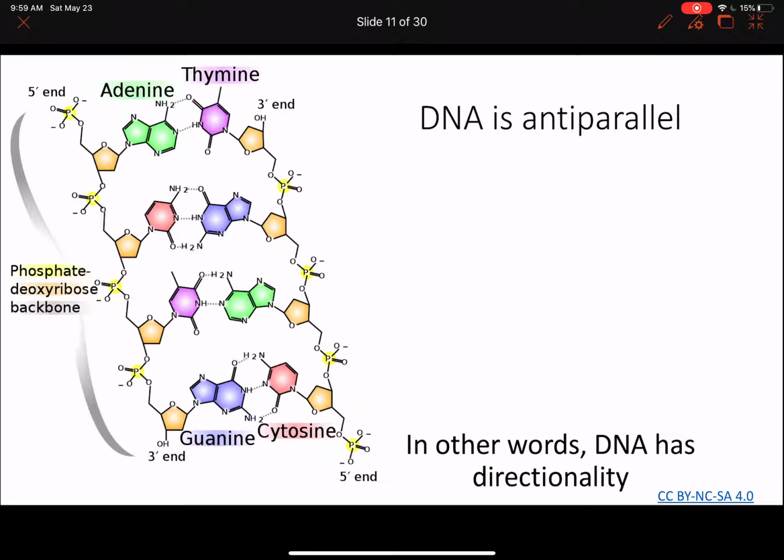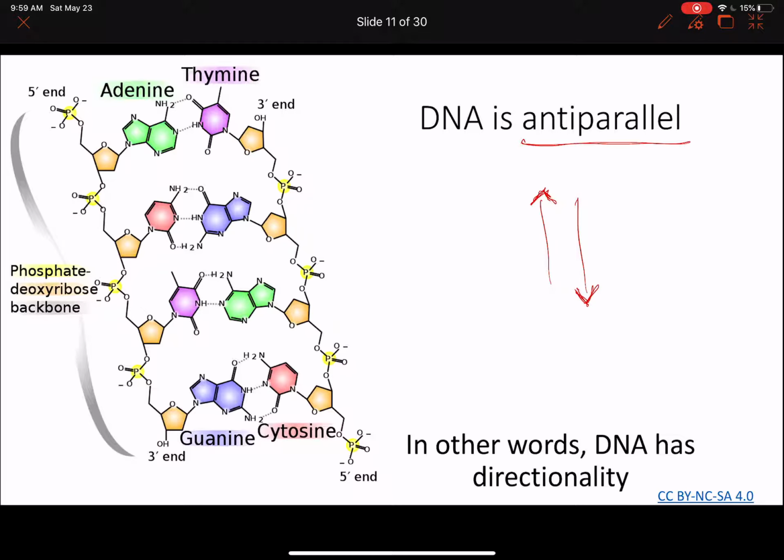The last main characteristic of DNA that you're going to want to nail down is that DNA is anti-parallel. If we think about what this term means, two things that are parallel run side by side. If something is anti-parallel, they still have this orientation, but one goes in this direction and the other goes in this direction. And that's exactly what's happening with DNA.